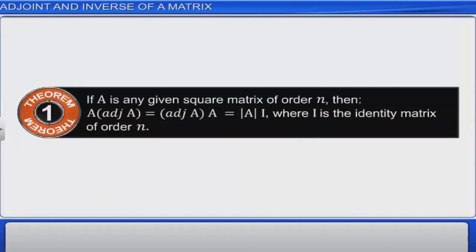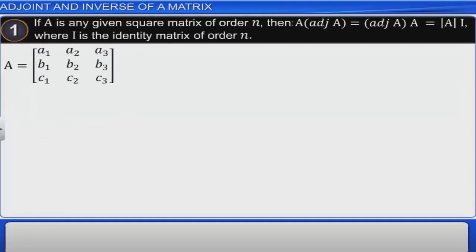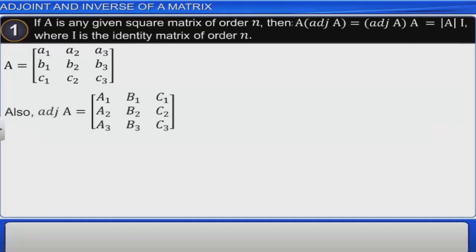Let us now prove an important theorem on the adjoint of a matrix. The theorem states that if A is any given square matrix of order n, then A into adjoint of A is equal to adjoint of A into A, which is equal to determinant of A into I, where I is the identity matrix of order n. Let A be a 3x3 square matrix, as shown here. By definition, adjoint of A is the transpose of the matrix obtained by replacing the elements of the square matrix A by the corresponding cofactors.